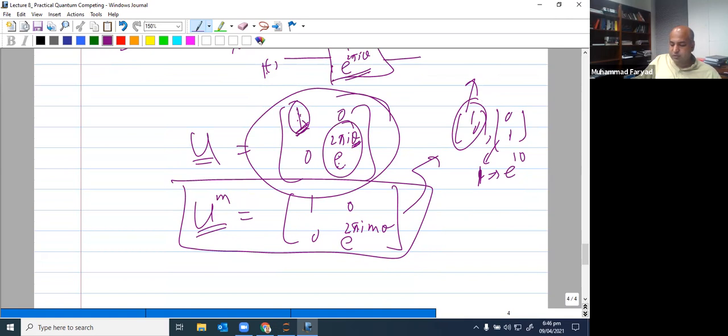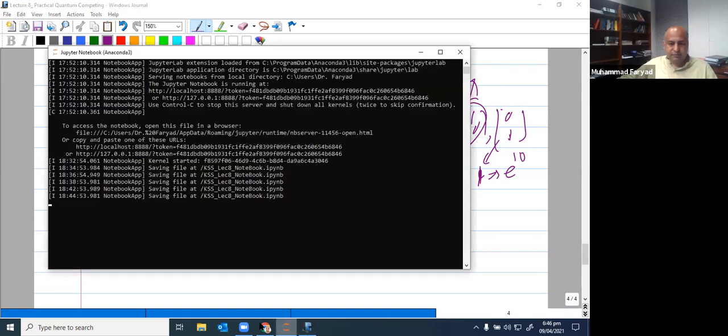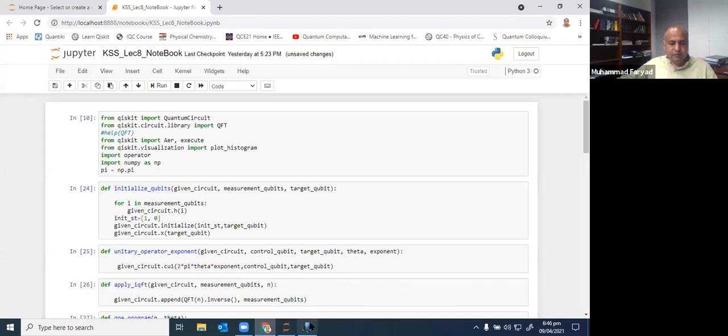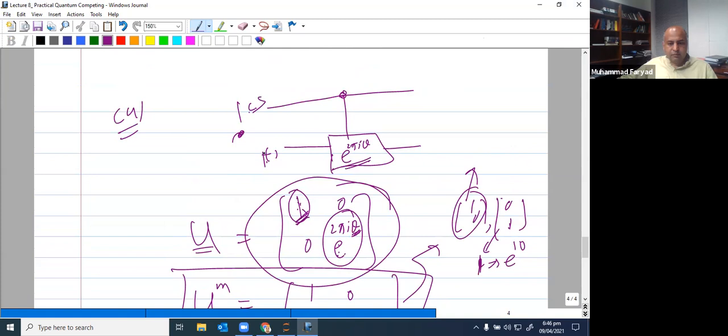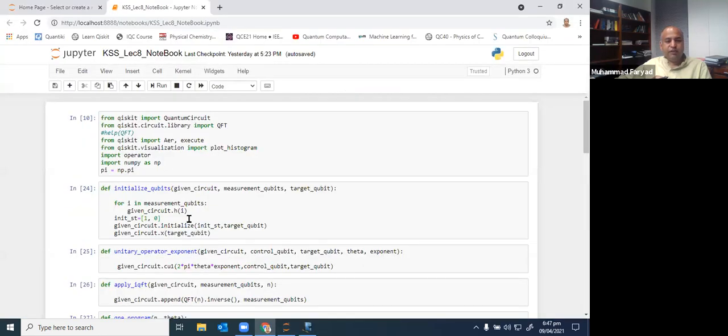eigenvector 0, 1, or 1, 0. You can check. Okay, so it's going to be here. So this T is the input state. And when we apply this phase, if this T is in one state, this phase gets applied. And when this T is in zero state, the phase gets applied, but the eigenvectors are going to be formed from here. So you can check that one eigenvalue is one, the other eigenvalue is 2 pi iota theta, which means that with the 0-1 initialization, we get zero. And with the 1-0 initialization, we get one. So for 1-0, we got this thing.